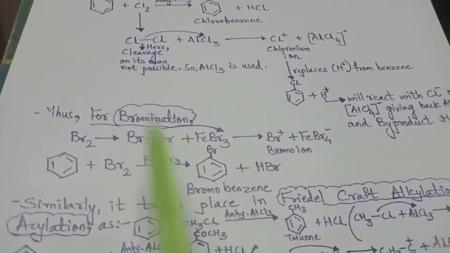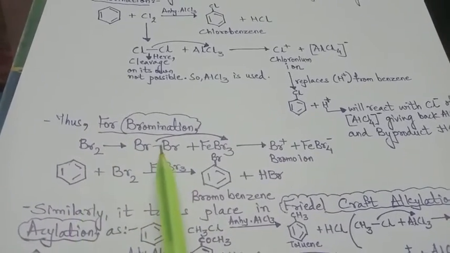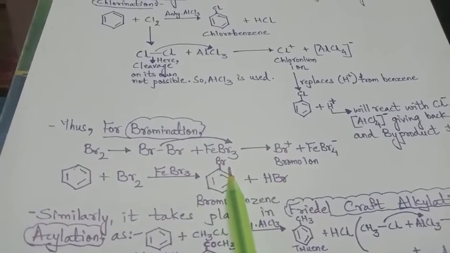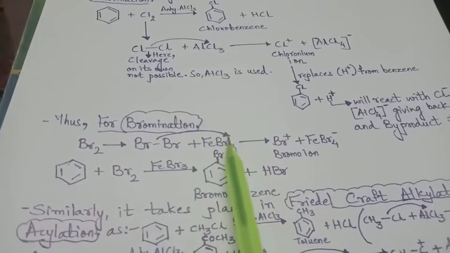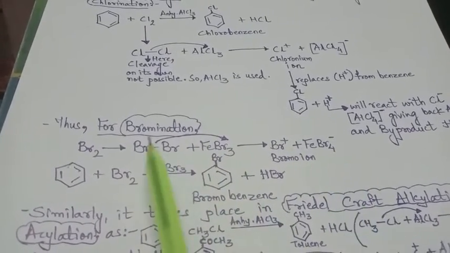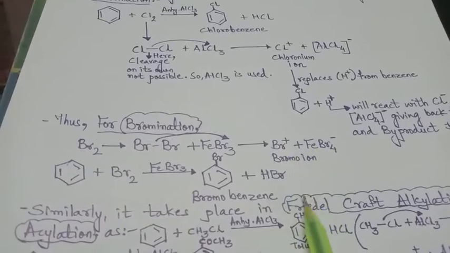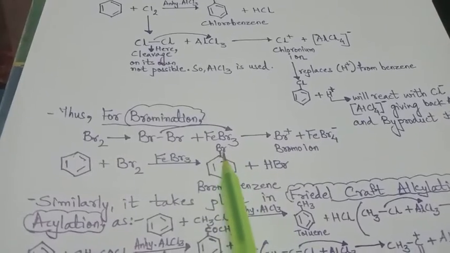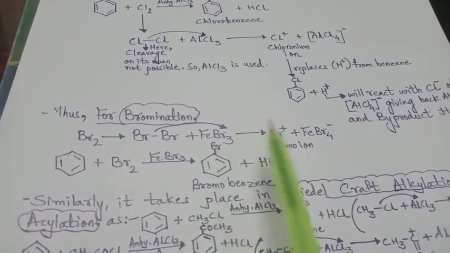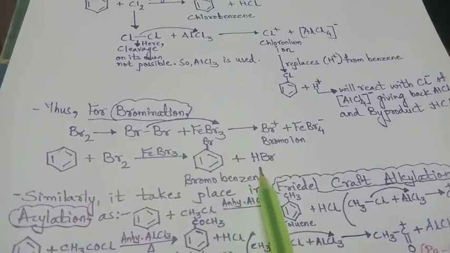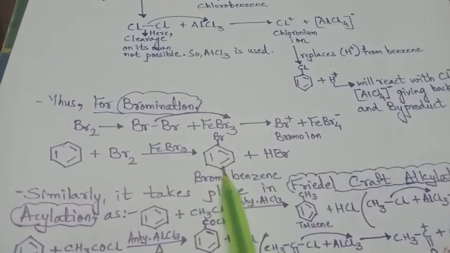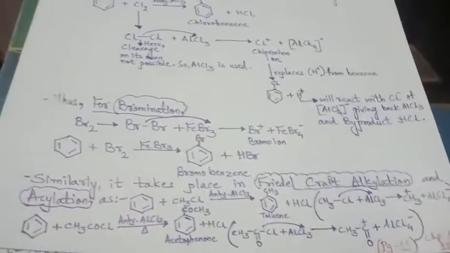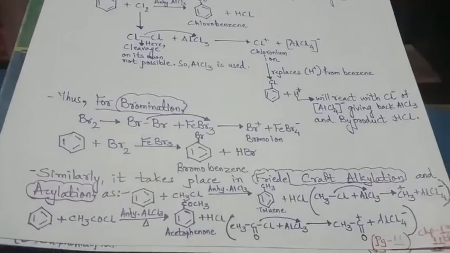In the same way, when bromination takes place, benzene reacts with bromine in presence of reagent FeBr3, and so this Br will be given to FeBr4 minus and this Br will acquire positive charge, that is bromo ion, and this bromo ion will replace here hydrogen, which will react with one of the Br over here and will be separated as byproduct hydrogen bromide, and this is your bromobenzene. So, this is how the halogenation mechanism takes place.